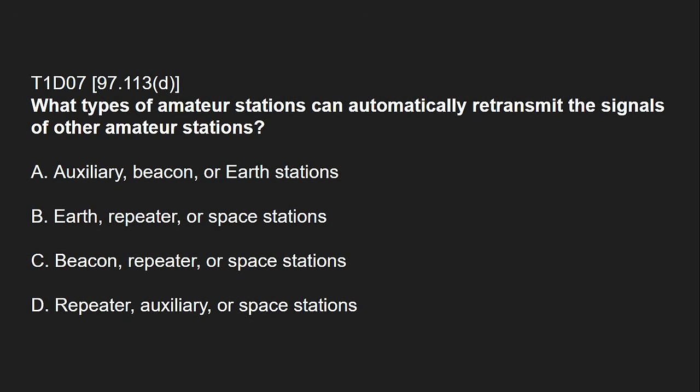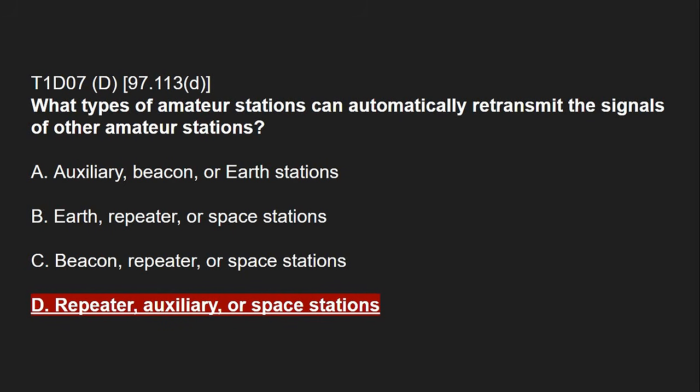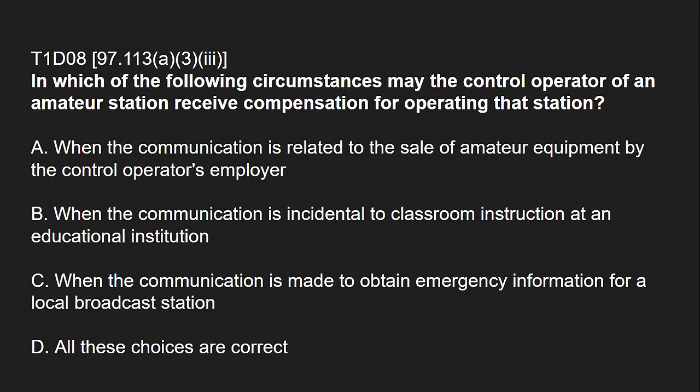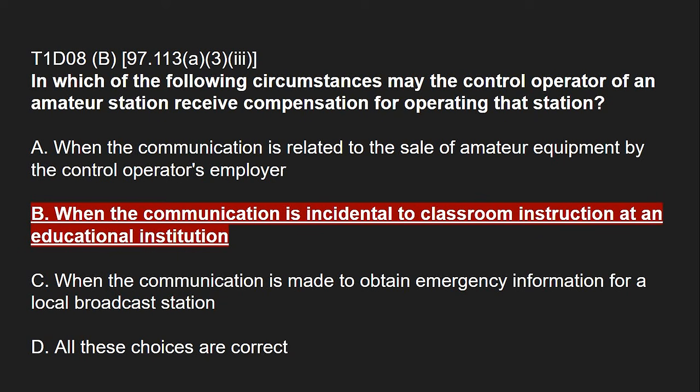T1D07, what types of amateur stations can automatically retransmit the signals of other amateur stations? That would be repeater, auxiliary, or space stations. T1D08, in which of the following circumstances may the control operator of an amateur station receive compensation for operating that station? The answer is only when the communication is incidental to classroom instruction at an educational institution.